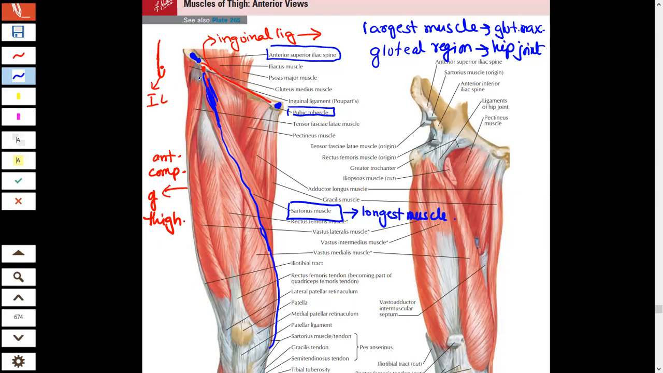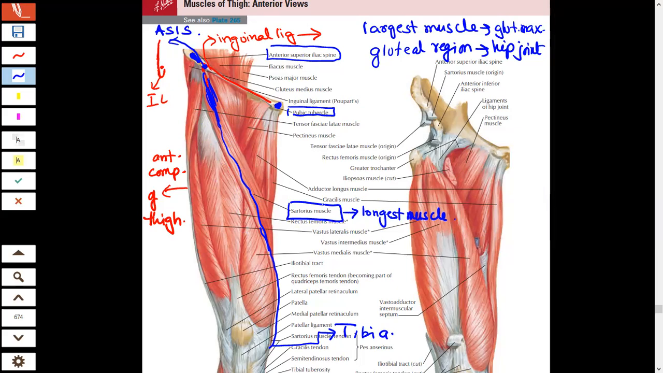Now see here, this sartorius muscle originates from the anterior superior iliac spine. This is your anterior superior iliac spine. From the anterior iliac spine it goes down, and now it attaches here to the medial surface of the shaft of your tibia bone. So this is the sartorius muscle. Later I will tell you why I am talking about this sartorius muscle. But at the moment just remember this is the sartorius muscle and this is the longest muscle of your body.